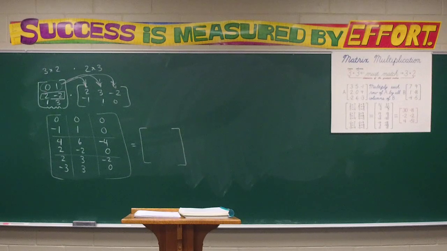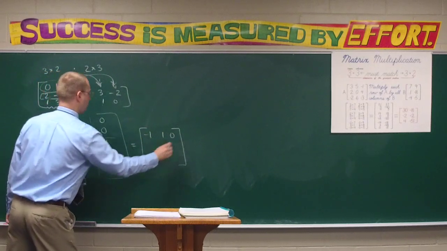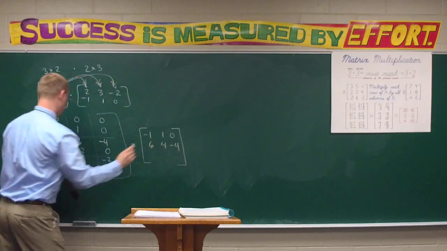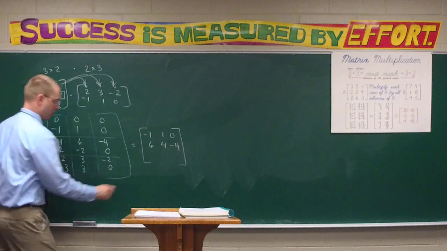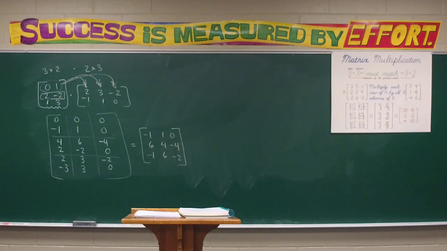What do we get for our matrix, Maddie? 6, 4, -1, 6, 8. All right. We feel like we're getting it now.